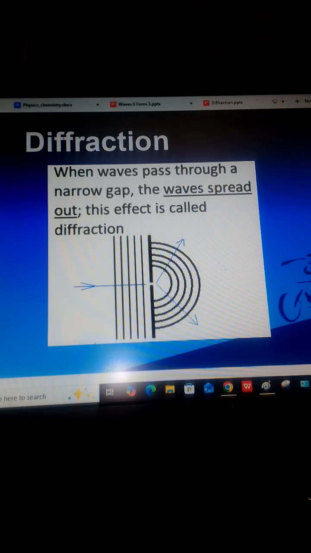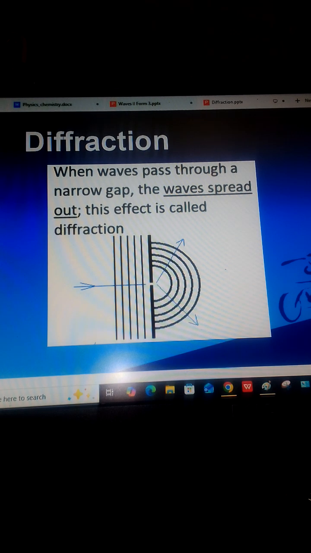In this video, I'll talk about diffraction of waves. That is the spreading out of waves when they go through a gap or past the edge of a barrier. Okay, so when waves pass through a narrow gap, the waves spread out. This effect is called diffraction.